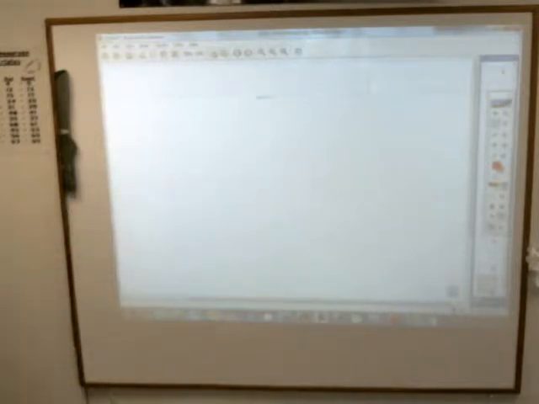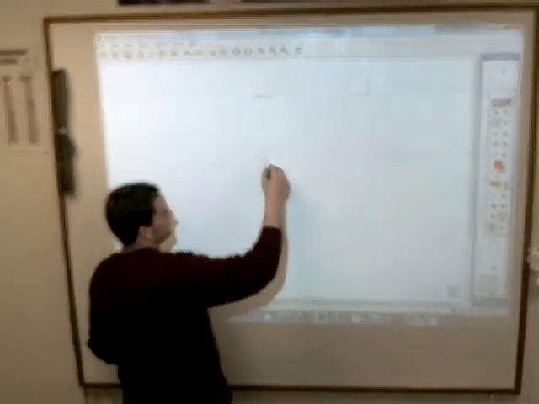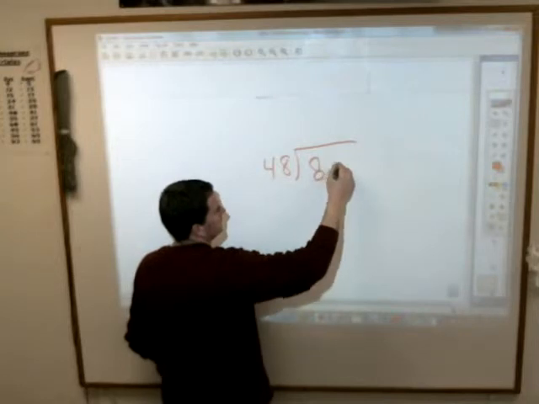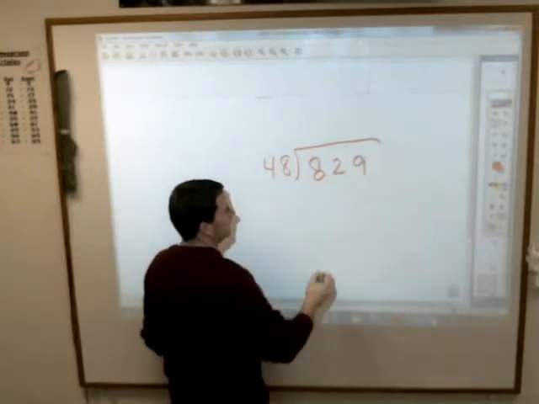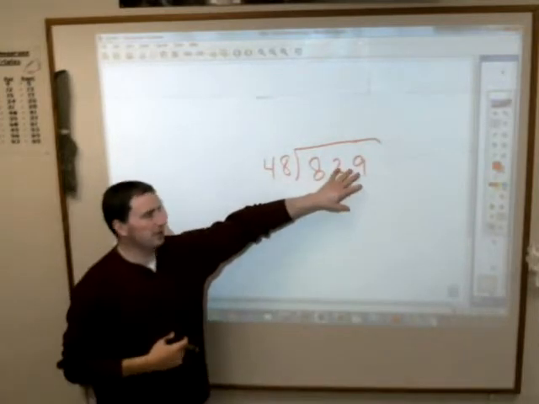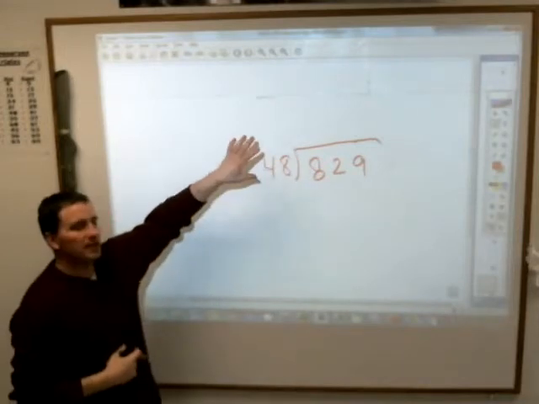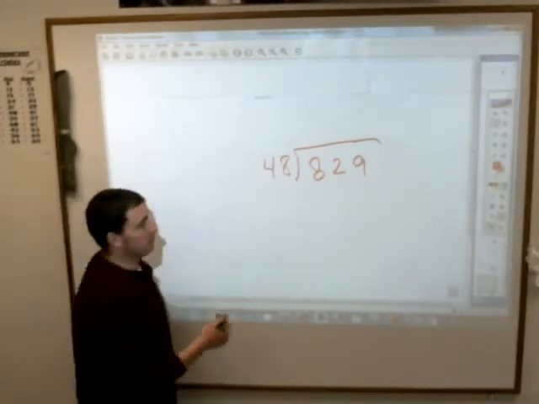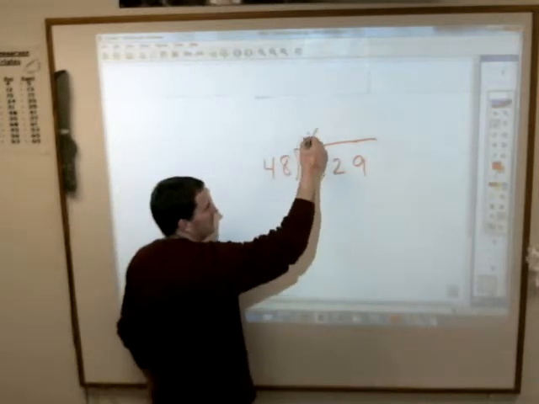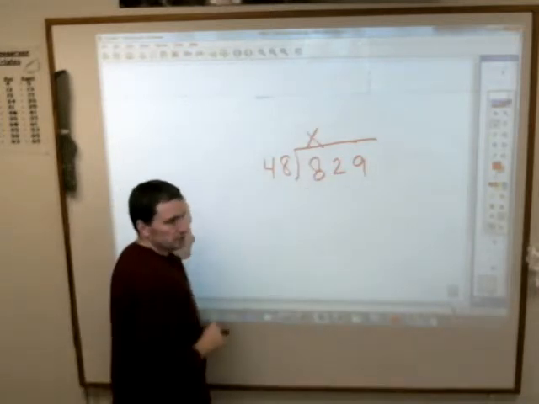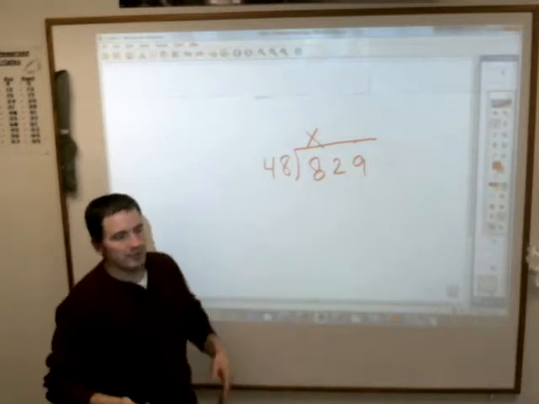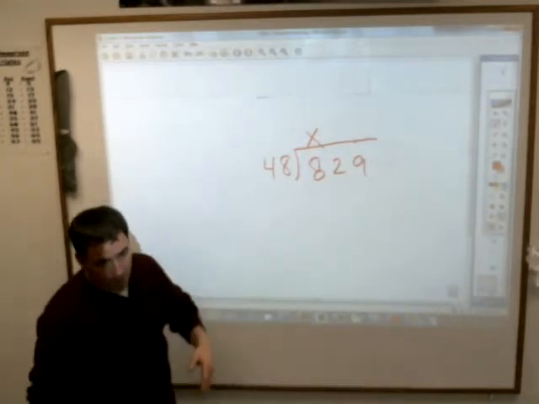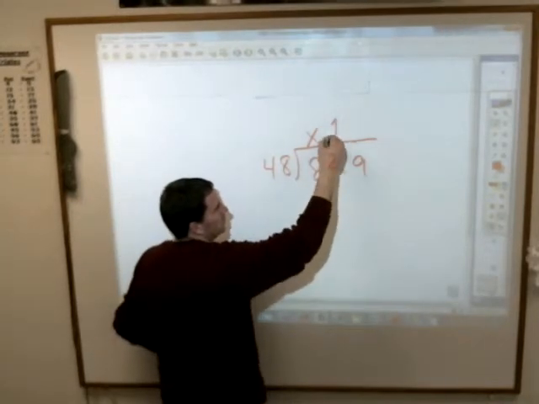For example, 48 into 829. As you look at this, you're not worried about rounding this number. You only want to think about this one. Since 48 is close to 50, that's what you think about when figuring out how many times 48 will go into 82. You think, well, 50 will go into 82. It can't be 2 times, because 2 times 50 is 100, so that's too big. So you know it's only going to be 1 time.